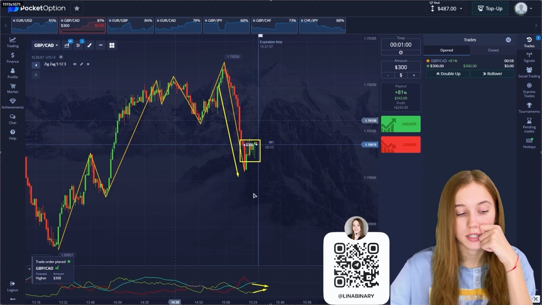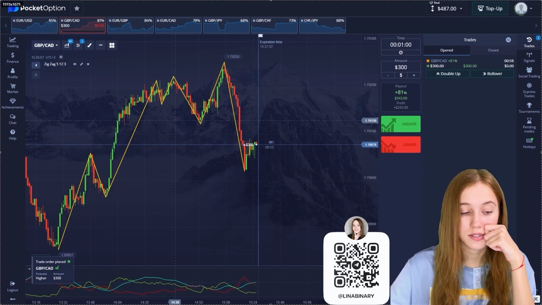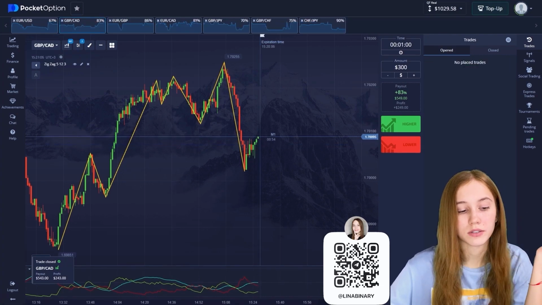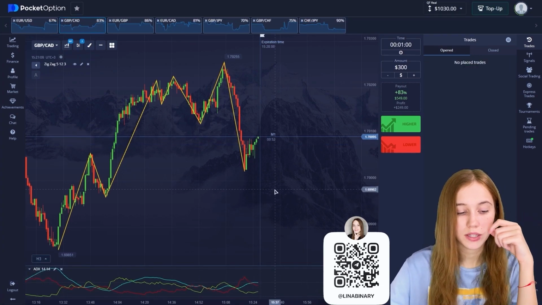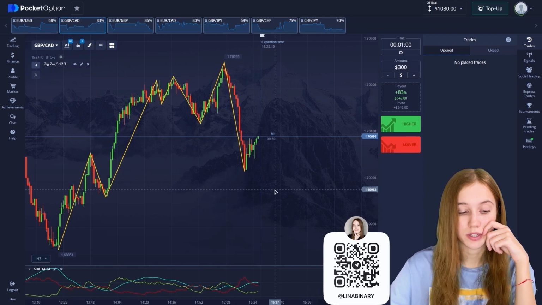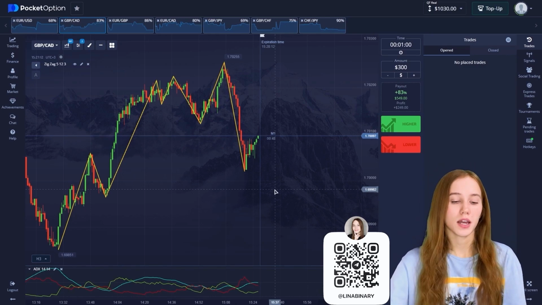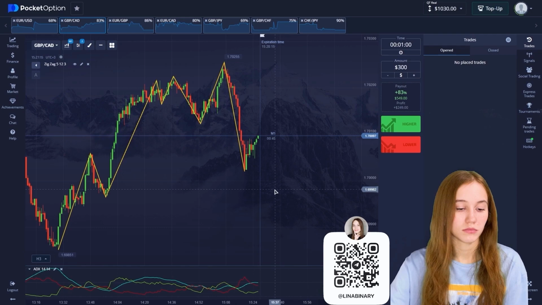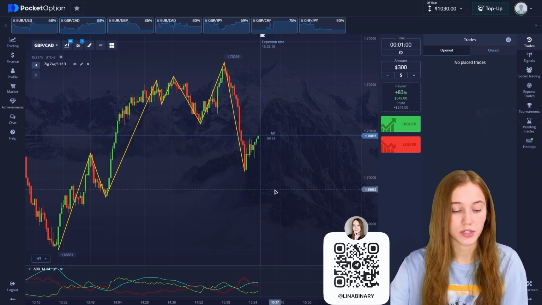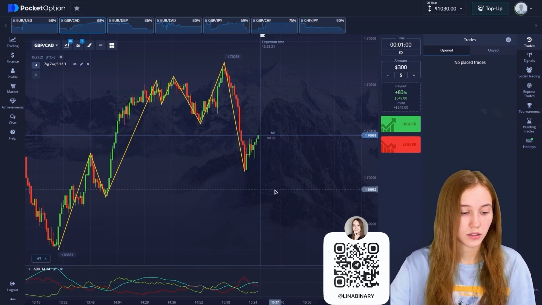So we open a deal based on analysis. The intensity is growing because of recovery of the chart. And we close the deal in profit. Good. And let's finish our trading session for today.